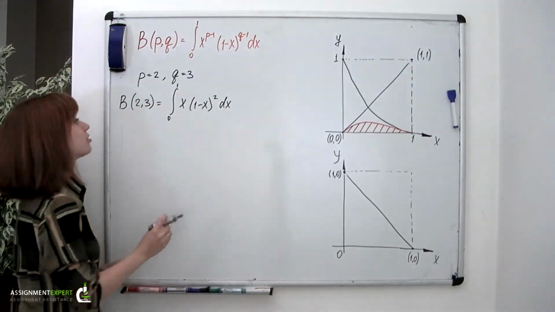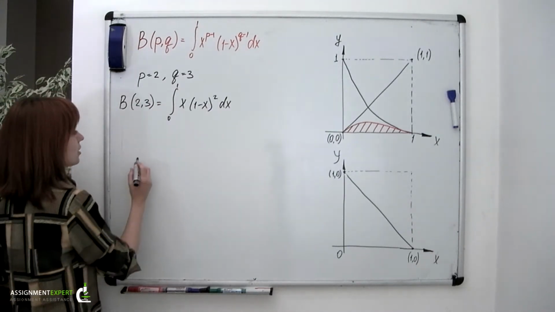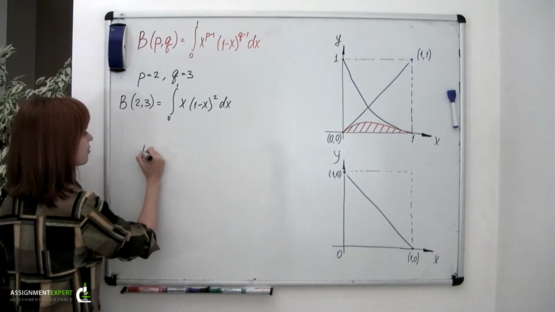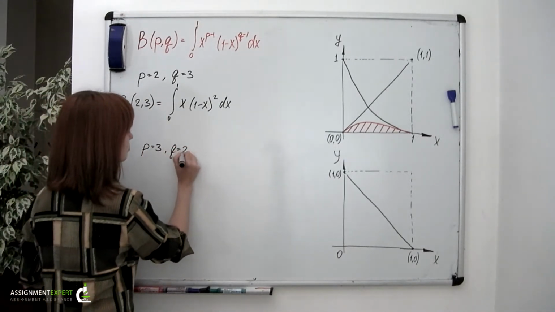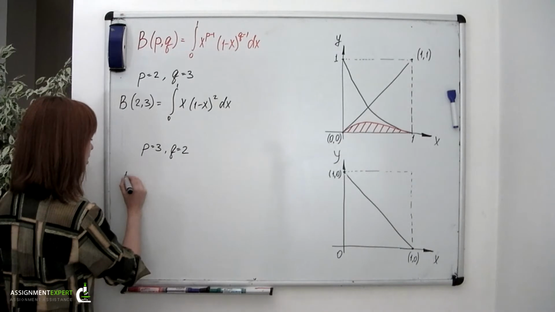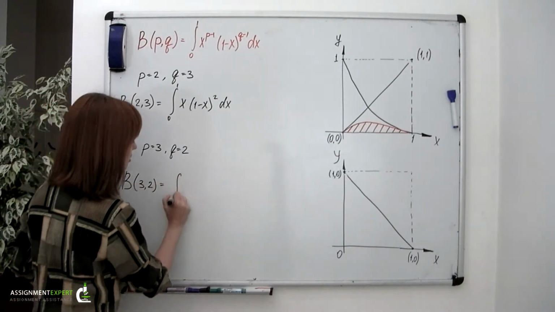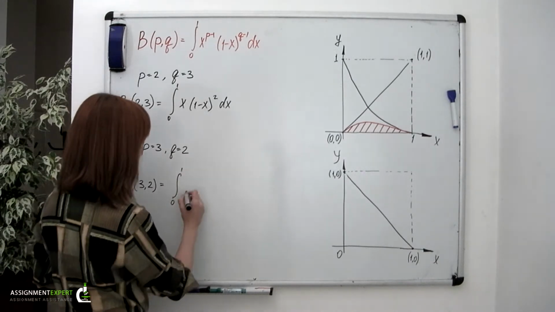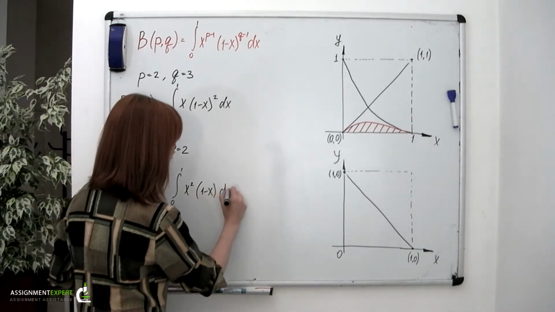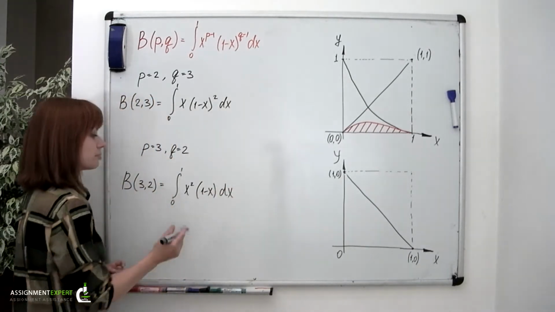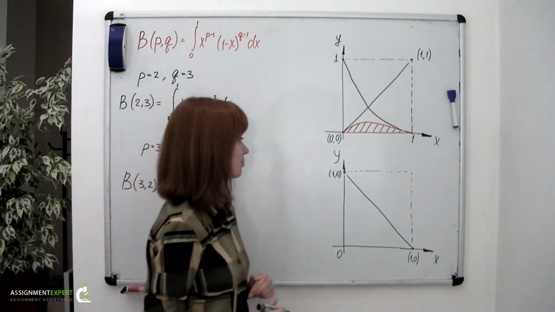Now let's switch values of p and q in the formula and see what happens then. So this time we'll have p equal to 3 and q equal to 2. So we'll have beta function of 3 and 2, which is equal to the integral from 0 to 1 of x squared times (1 minus x) dx. And again, we have a parabola multiplied by a straight line. So let's graph these two curves.